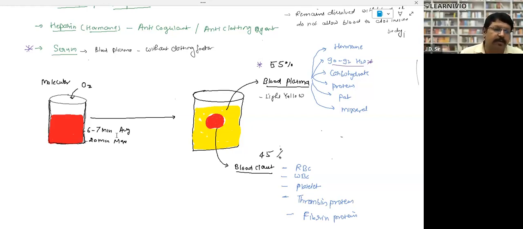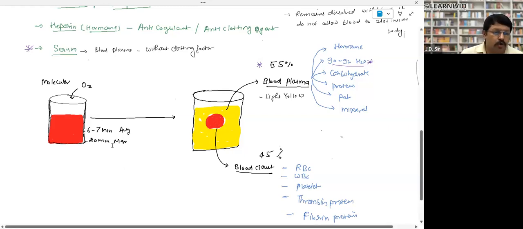And the first time this disease was discovered was in a prince, a son of Queen Victoria. His name was Leopold. So Leopold was the son who was affected with the disease. He was the first person. That's why this disease is also known as the royal disease.